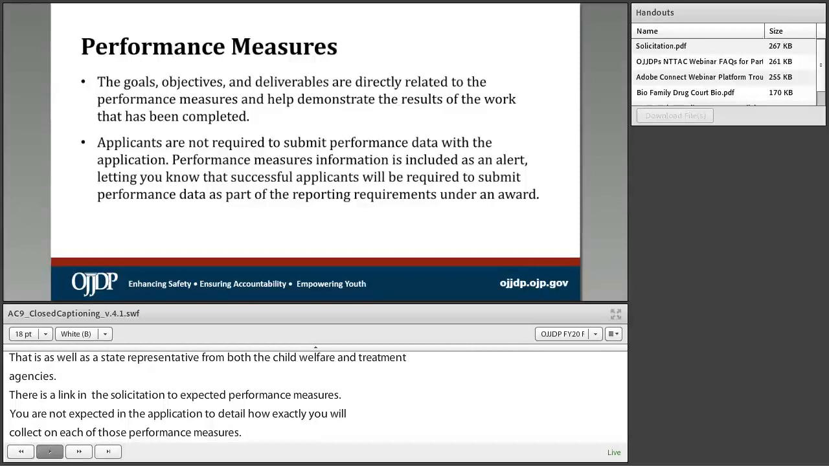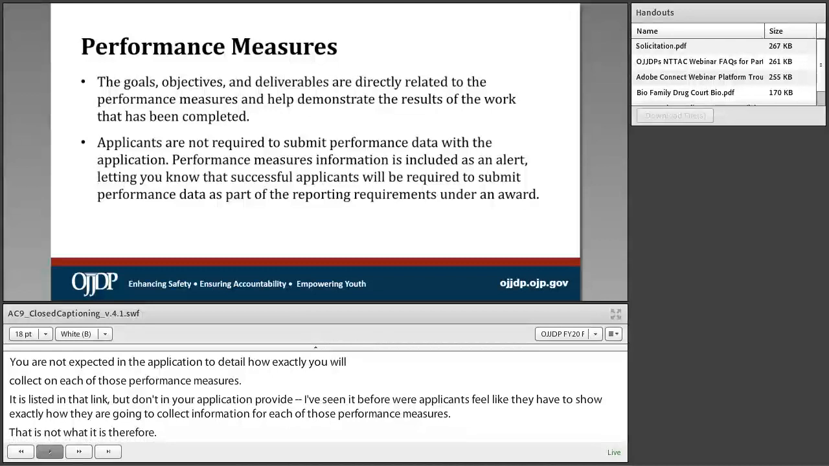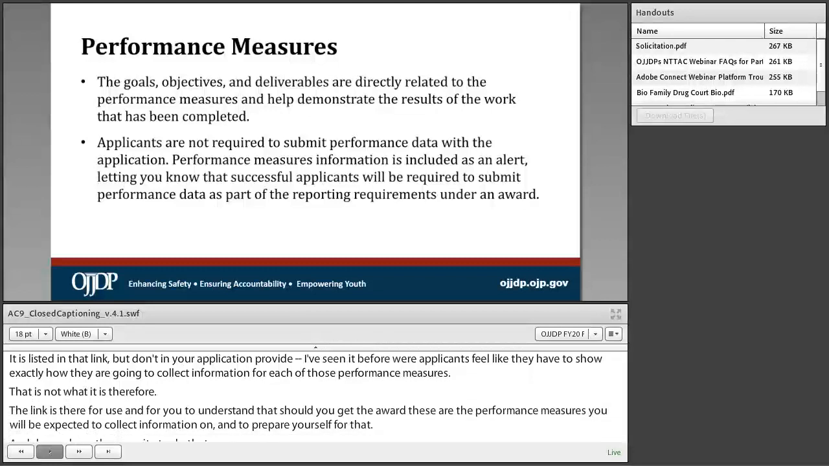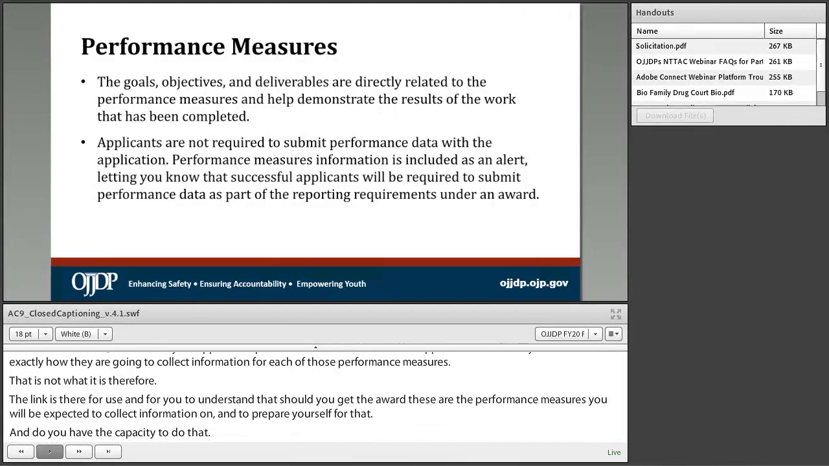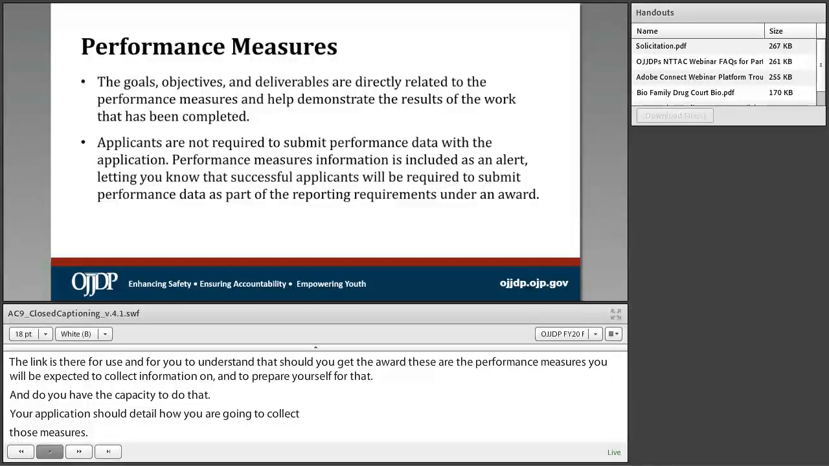The link is there for you to understand that should you get this award, these are the performance measures that you will be expected to collect information on, and to prepare yourself for that. And you have the capacity to do that. And your application should detail how you're going to collect those measures. What is your program's capacity, existing capacity, or should you get the funds, what additional capacity will you have to be able to evaluate and collect performance measures for your program, especially the ones that OJJDP would be requiring of you.